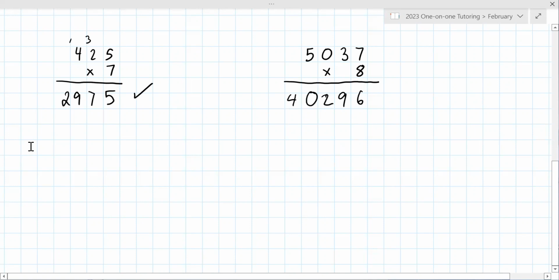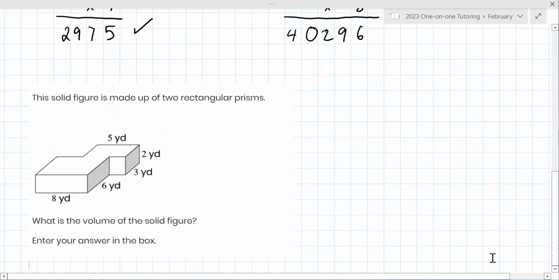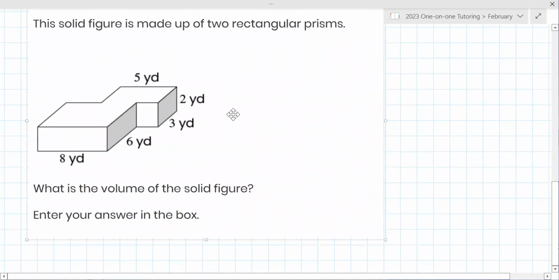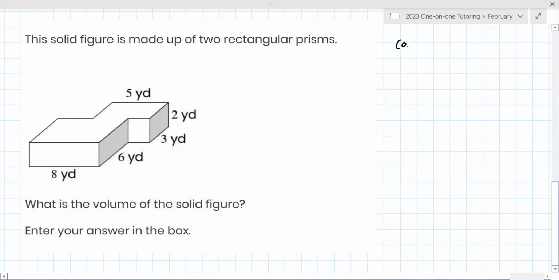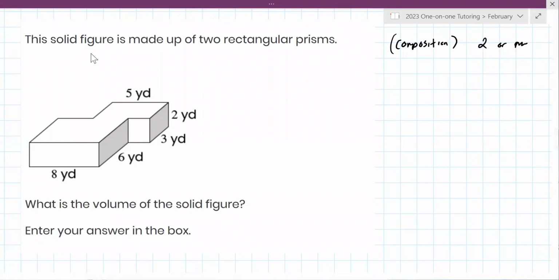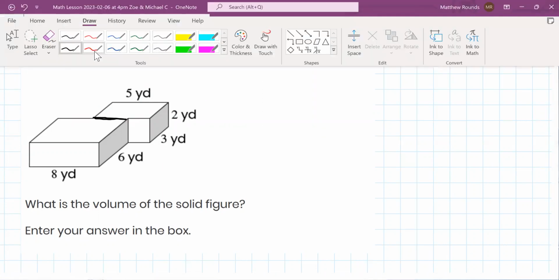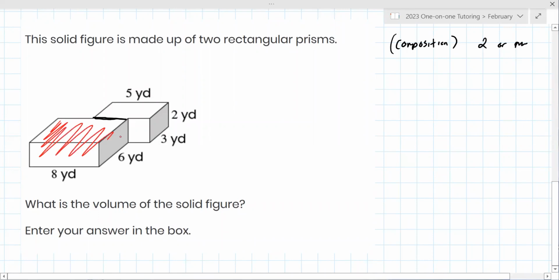Okay, I got a new problem here for us to look at, a new volume problem. All right, so this one is a composition. Composition means that it's two or more things. So what would be good for us to do is to break apart the two or more things. So let's look at the one I'm going to shade in red here. We'll look at this one off to the side.